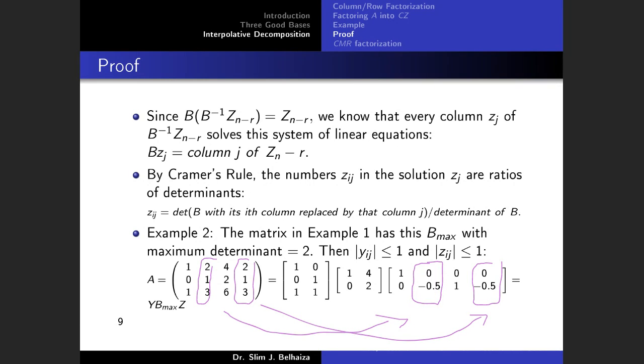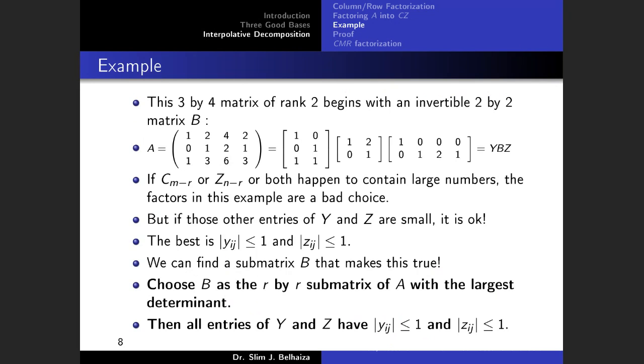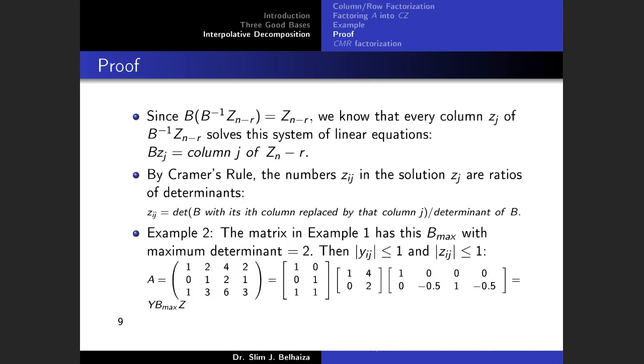So this is for how the A is now written as Y B max Z instead of Y B Z. Why is that important? Yes, Abdullah. Why is it negative? We found 0.5, right? Yes. How much was the determinant? Was it negative or positive?